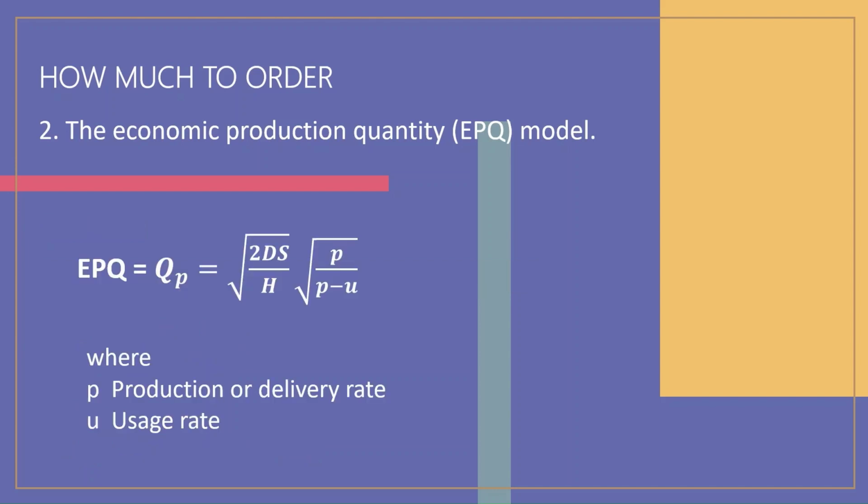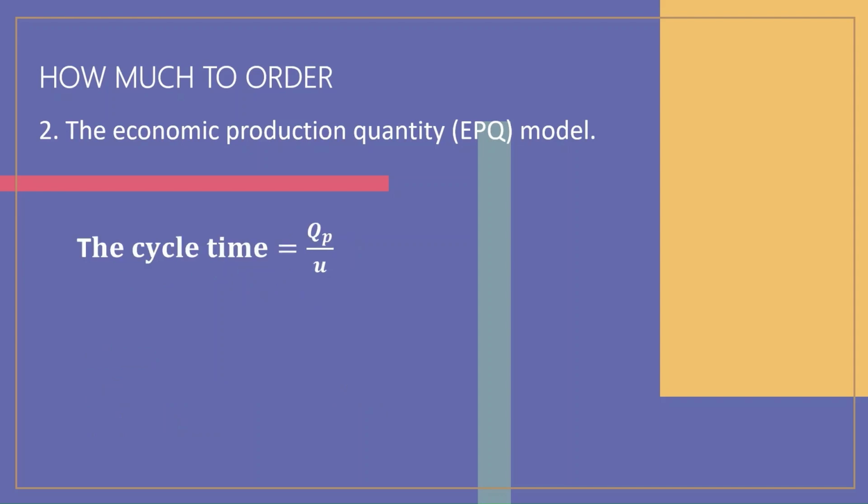Using calculus, the economic production quantity is QP equals the square root of 2 multiplied by D multiplied by S divided by H, multiplied by the square root of P divided by P minus U, where P is the production or delivery rate and U is the usage rate.